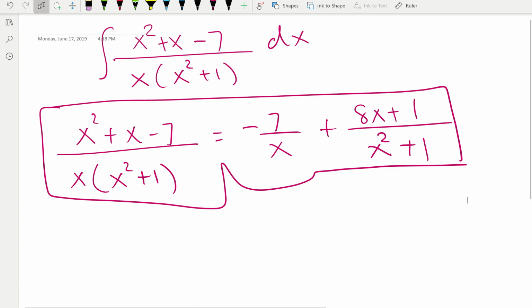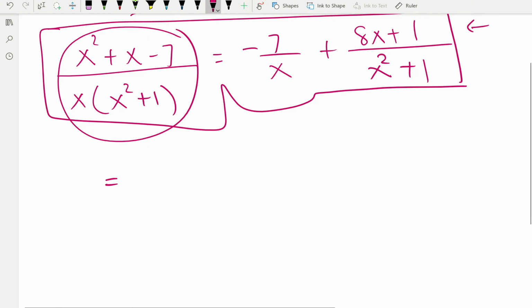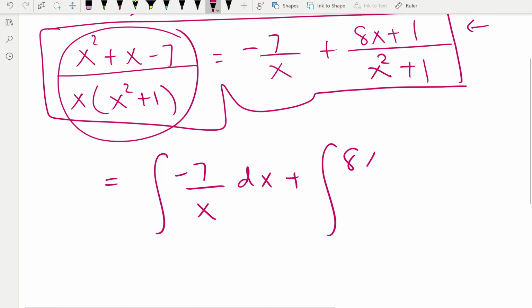All right, so we want to integrate this function and I have already given you the decomposition. First what we do is we write the partial fraction decomposition. So instead of integrating this complicated function, now we integrate negative 7 over x plus 8x plus 1 over x square plus 1, with respect to x.